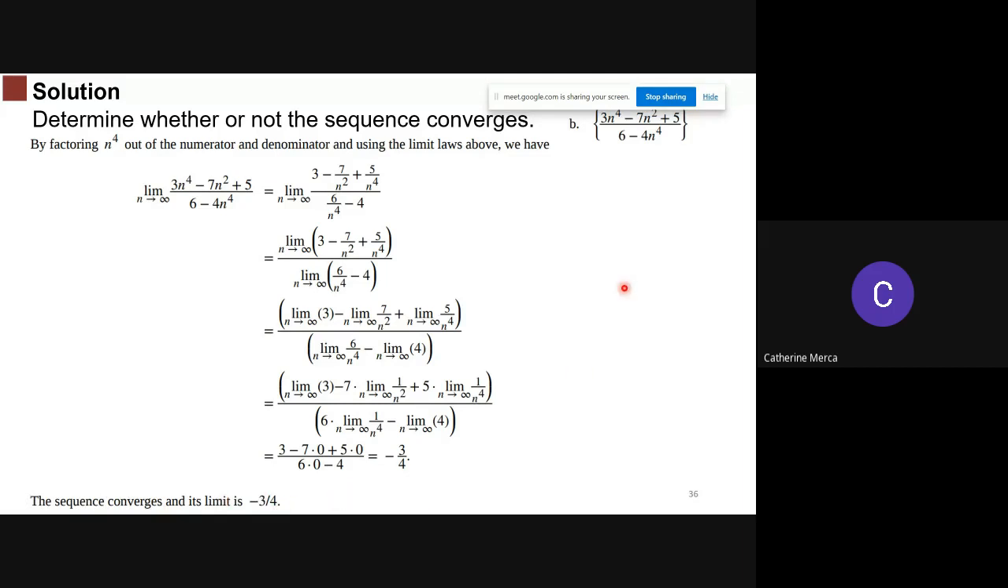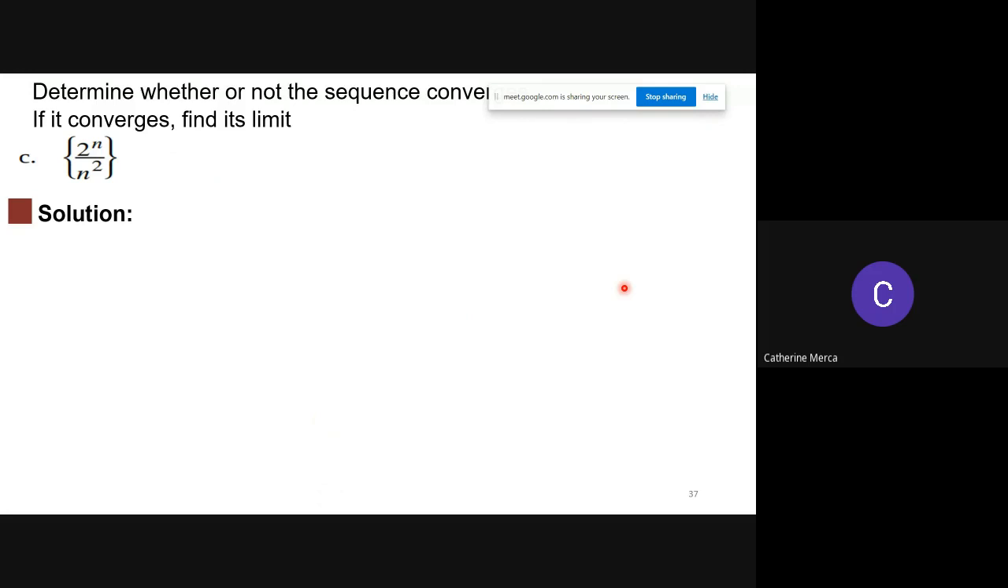Okay? Let's go to the other one. This one. What's your idea now? 2 to the n squared. Then, when n approaches infinity, what's the idea? Just look at it, so you have an idea before the solution.